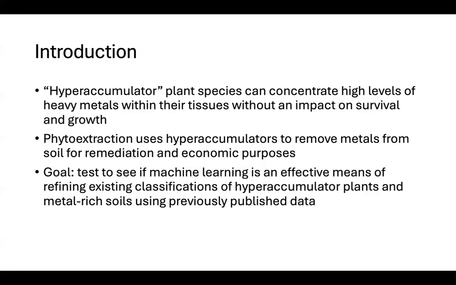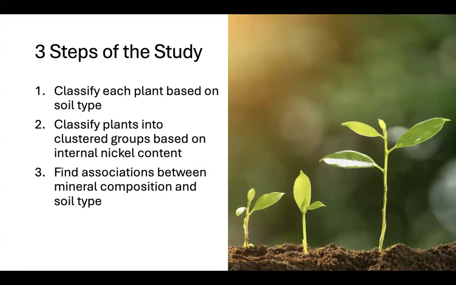The goal of this particular paper was to test to see if machine learning is an effective means of refining existing classifications of hyperaccumulator plants and metal-rich soils using previously published data. The three steps of this study were the first to classify each plant based on soil type, the second to classify plants into clustered groups based on internal nickel content, and third to find associations between mineral composition and soil type.